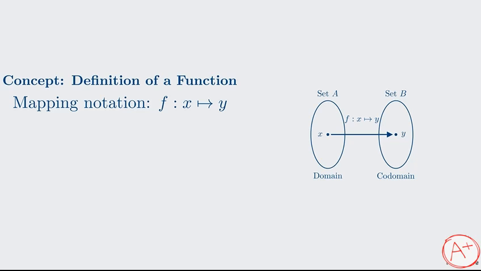The key word here is unique. For a relation to be a function, every input from the domain must have one, and only one corresponding output in the codomain. If an input points to two different outputs, it is not a function.